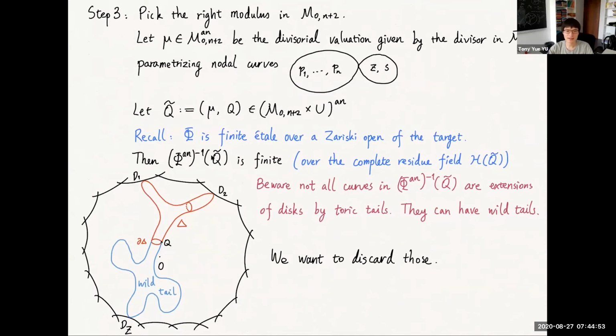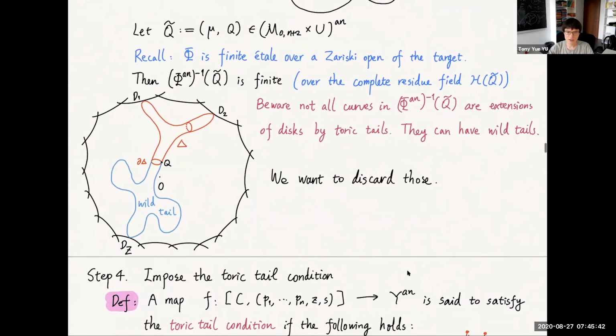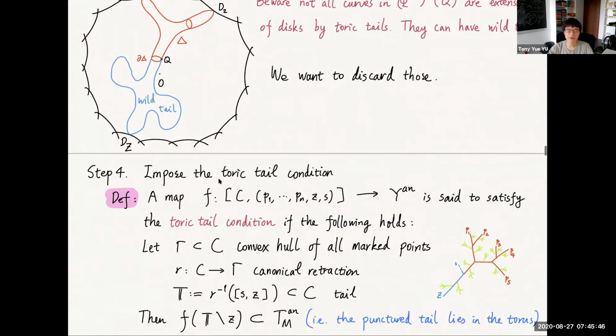And so beware that not all curves in this pre-image are good. Not all of them are extensions of disks by toric tails. They can have something wild there. And we want to discard those wild things because all we are interested in are the counts of these red disks. This toric tail is just an auxiliary tool for us to count these red disks, and we don't want any wild stuff happening outside the disk. So we want to discard all those. Then in the last step, we impose the toric tail condition.